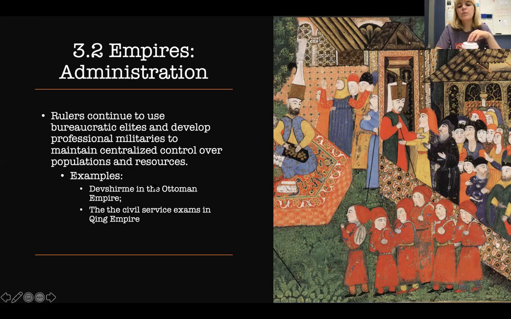All right, in addition, we also talked about the civil service exam, right? The civil service exam in the Qing Empire. Basically, we talked about this in period 1. You could be the poorest person in China, but if you are smart and you take a civil service exam and you pass it, you too can move up in society. So it's working hard to establish the smartest bureaucracy possible.